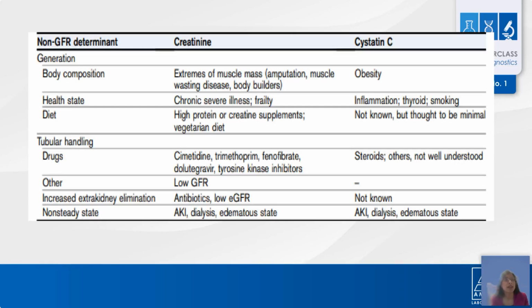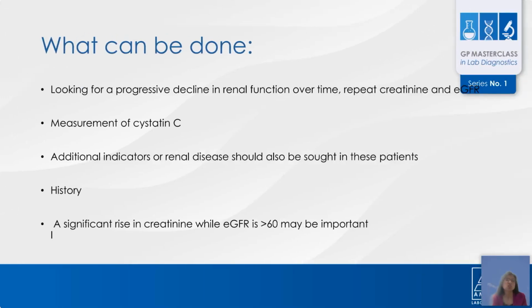calculation, as well as other drugs that affect tubular handling can affect the eGFR as well. So these are the non-GFR determinants that affect the calculation. So what can be done to combat this?